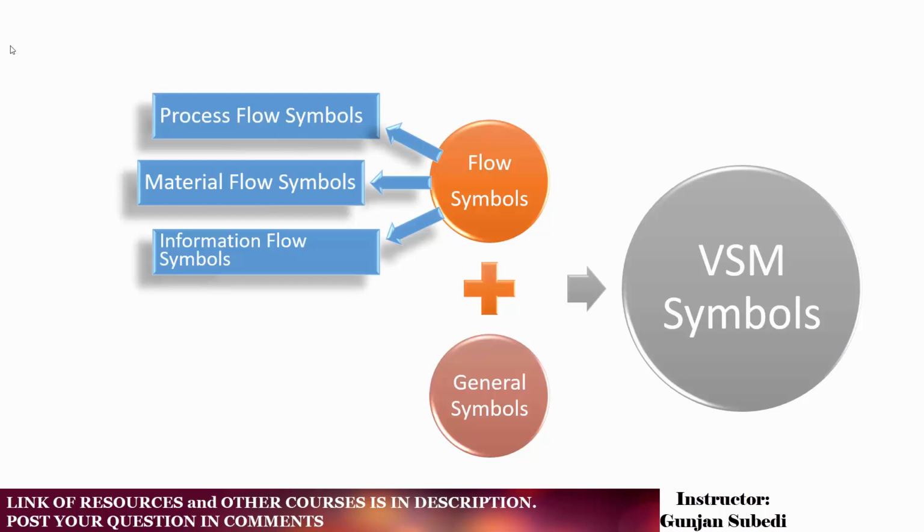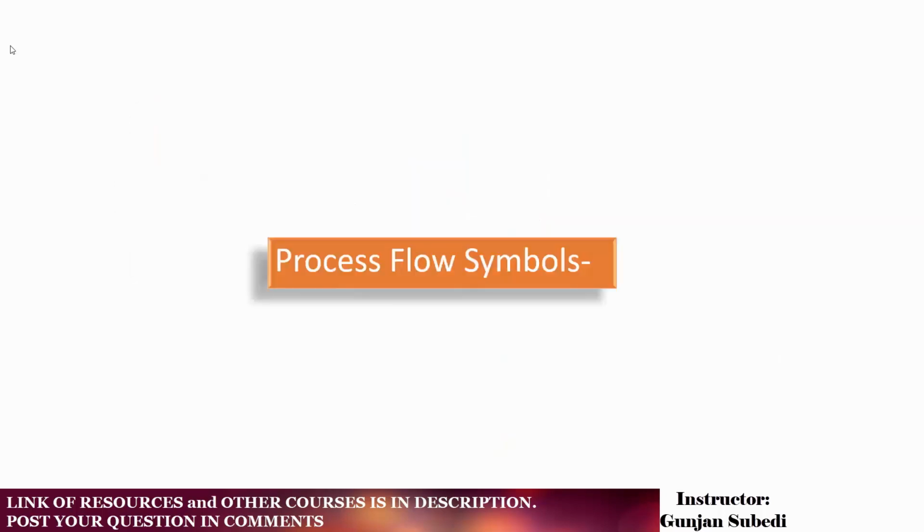Basically, we use the following kinds of symbols in drawing the value stream map. As we see here, there are flow symbols and general symbols, and there are various symbols to represent the flow of process, flow of material, and flow of the information. First of all, in this lecture, we will be learning about the process flow symbols.